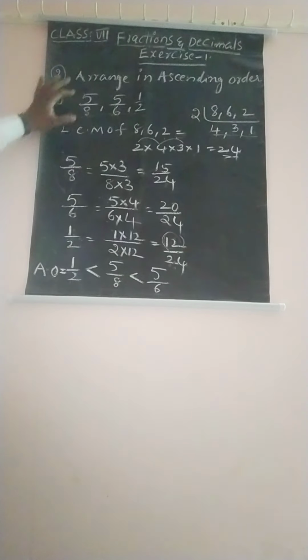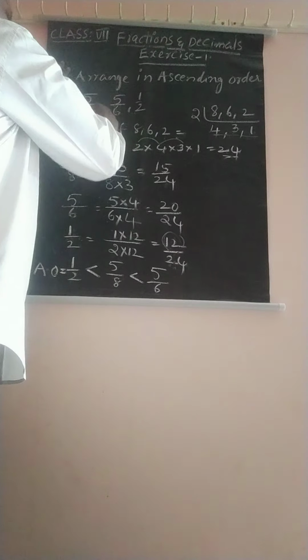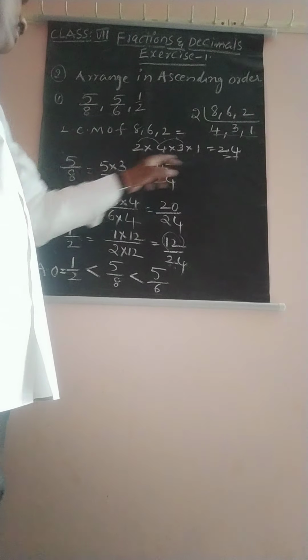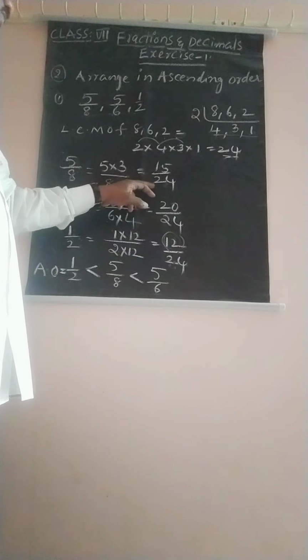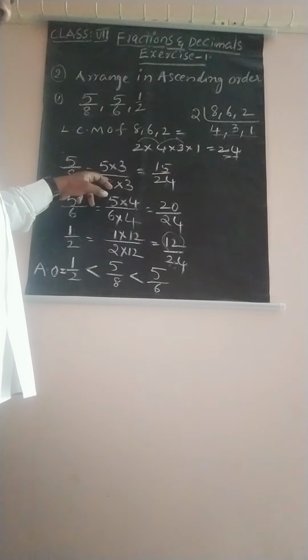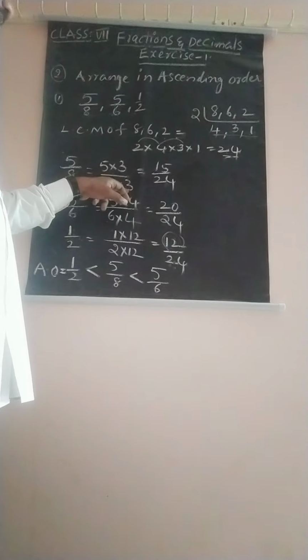First of all, one fraction I am taking, 5 by 8. The denominator part 8 is there. I want to make it as the LCM, that is 24. The 8 should be converted to 24. What number multiplied with 8 gives 24? 8 3s are 24.